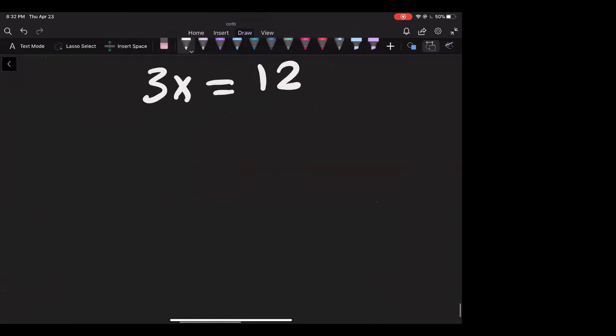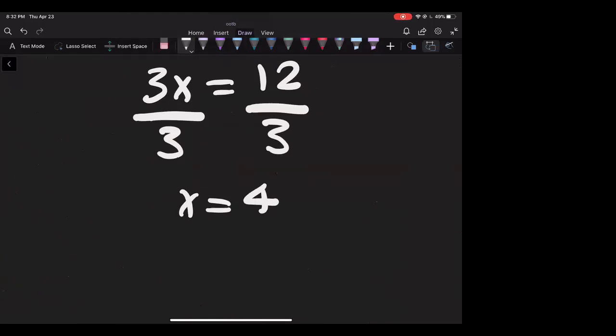So what's the opposite of multiplying? Dividing. So I'm going to divide 3 on either side. X is equal to 4. Do you know why I'm not dividing by 12? No. It's because we want X to be by itself, right?